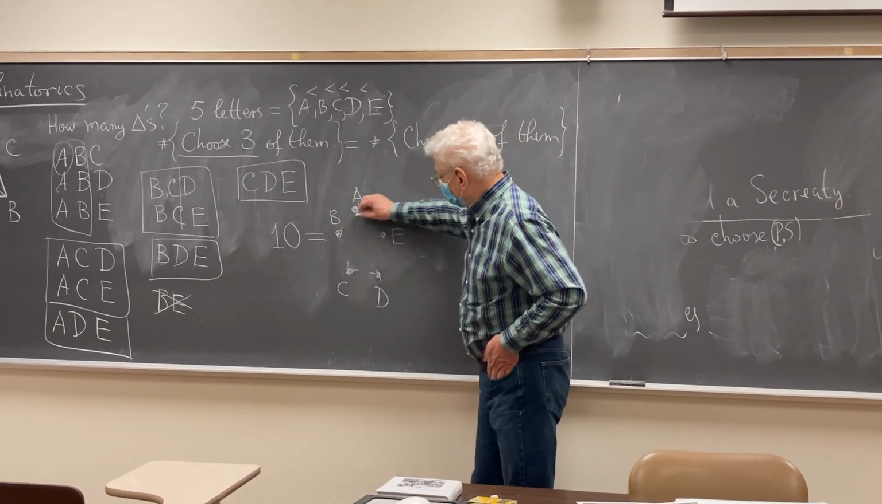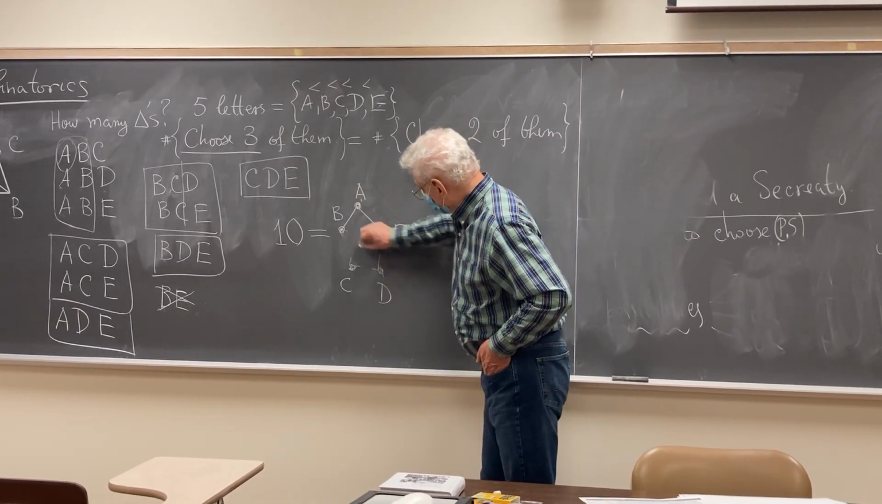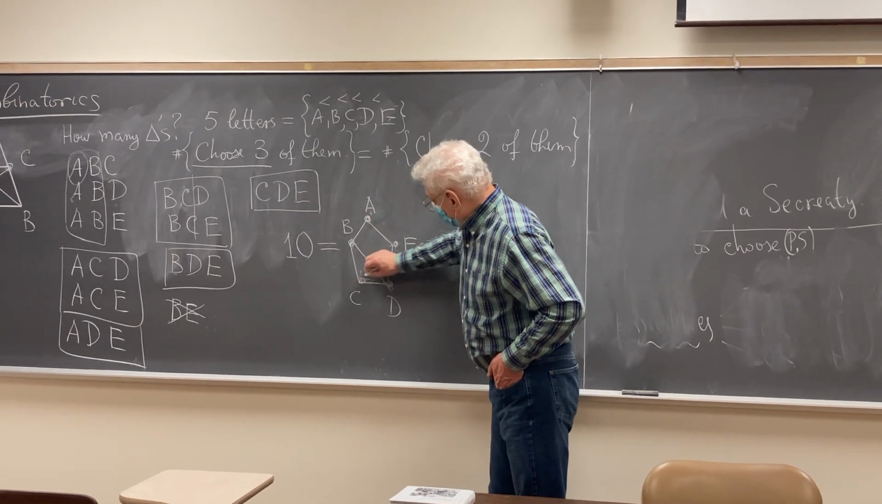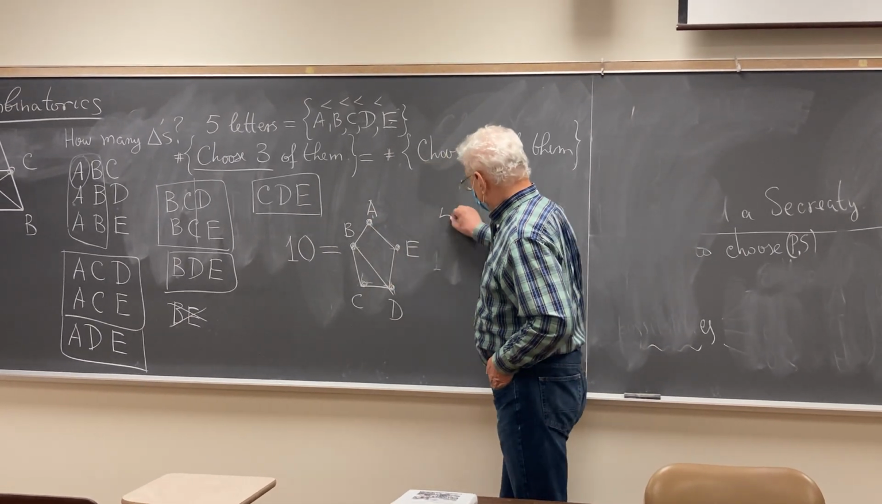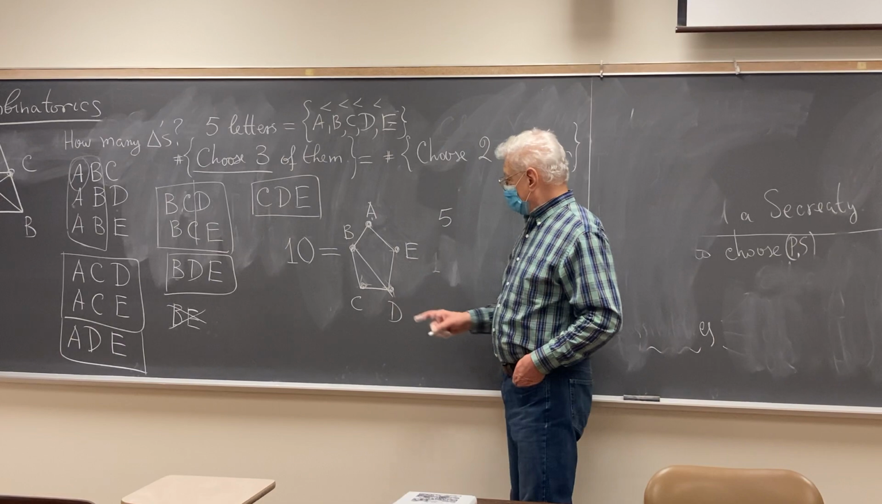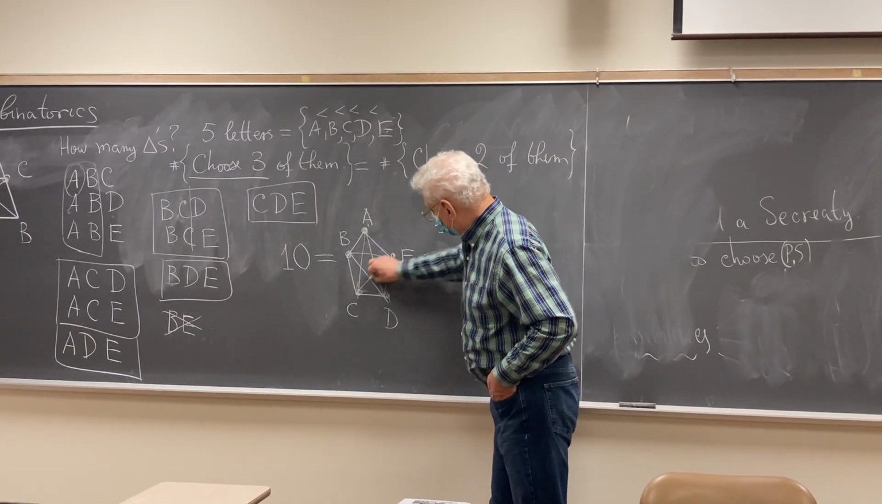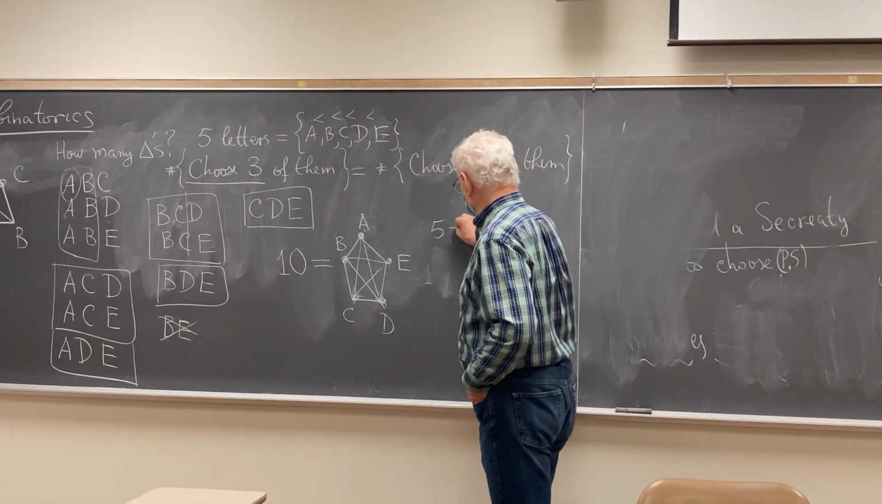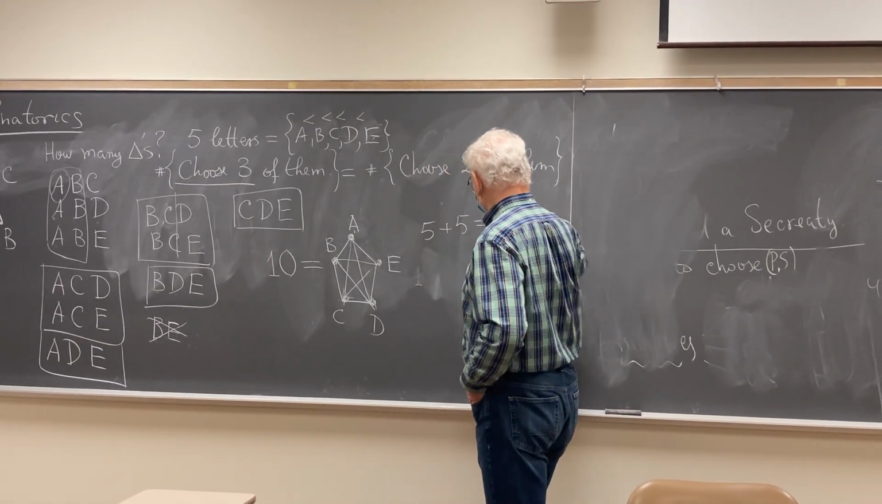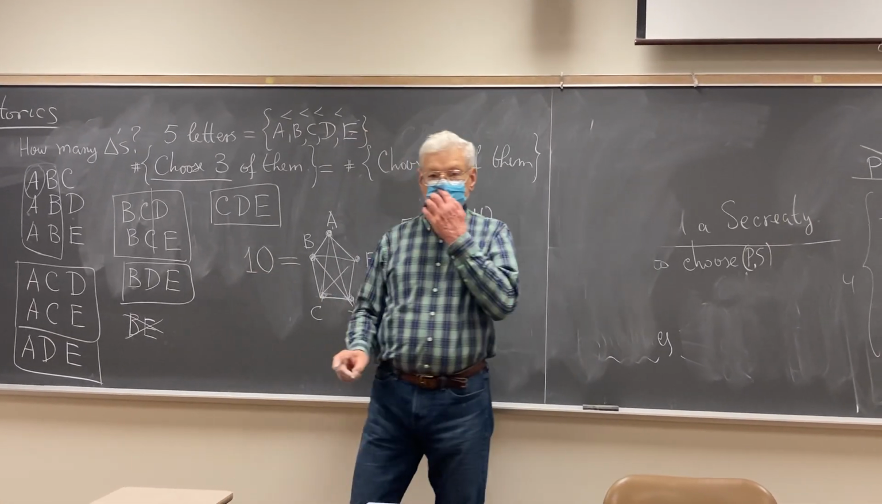So we have to draw all possible segments. If you draw all possible segments, you get a pentagon, 5 segments, and also you have to draw all the diagonals. So 5 plus 5 equals 10, and we got exactly 10 here.